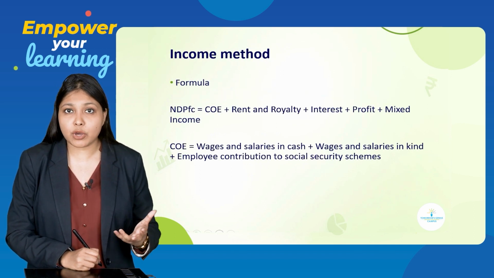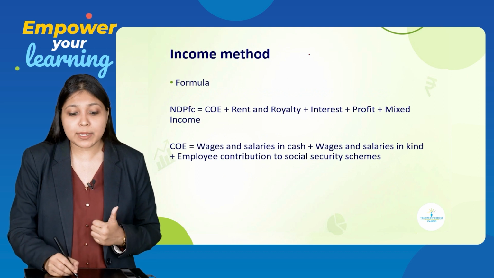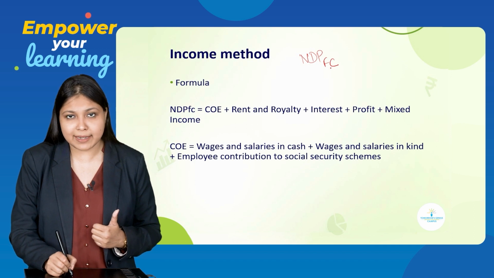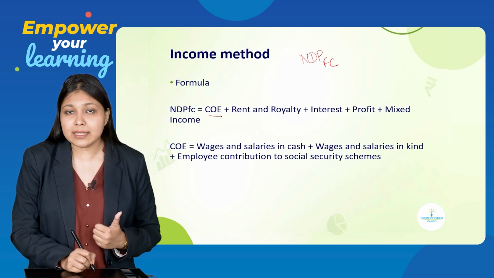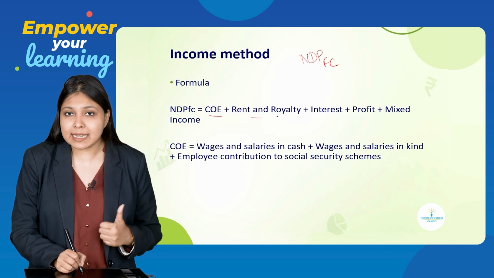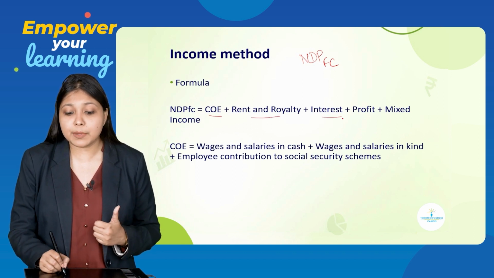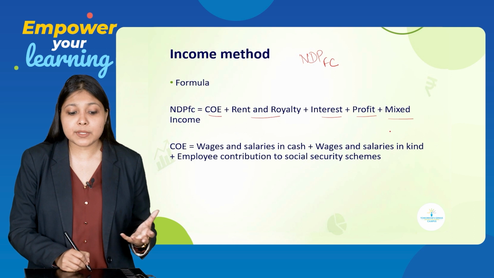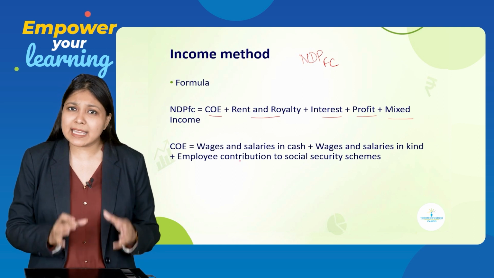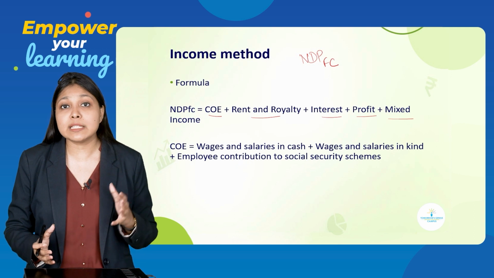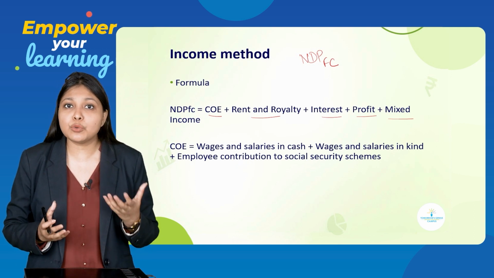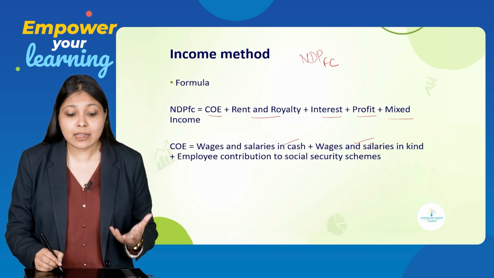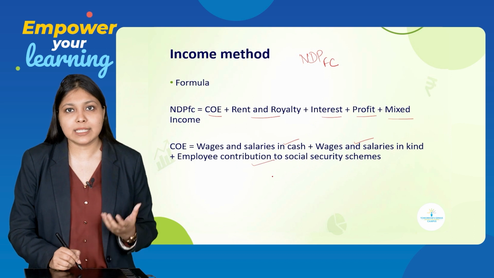Now next, let us look at the formula of it. NDPFC, as we know, income method, the aggregate of income method is NDPFC, that is net domestic product at factor cost. Formula is COE, that is compensation of employees, plus rent and royalty, plus interest, plus profit, and plus mixed income. Now we have talked about all the components like compensation of employees. If it is given directly in the question, then well and good. If it is not given directly, then you should know the formula of COE, that is wages and salaries in cash plus wages and salaries in kind plus employee contribution to social security schemes.